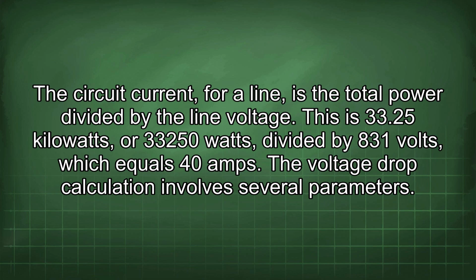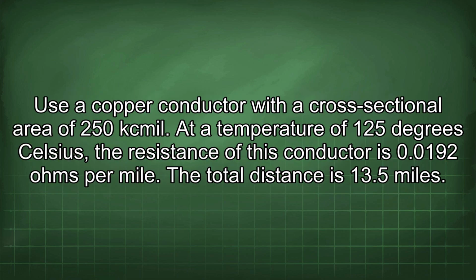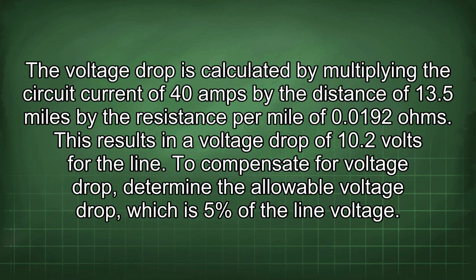The voltage drop calculation involves several parameters. Use a copper conductor with a cross-sectional area of 250 kcmil. At a temperature of 125 degrees Celsius, the resistance of this conductor is 0.192 ohms per mile. The total distance is 13.5 miles. The voltage drop is calculated by multiplying the circuit current of 40 amps by the distance of 13.5 miles by the resistance per mile of 0.192 ohms. This results in a voltage drop of 10.2 volts for the line.